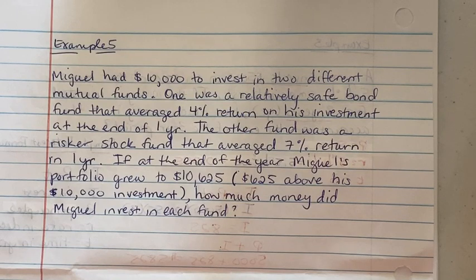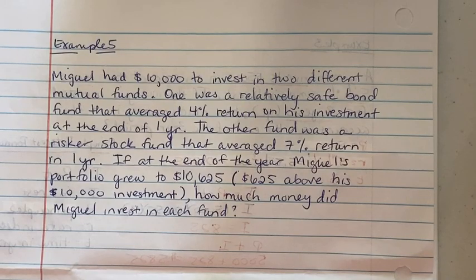Example 5 says, Miguel had $10,000 to invest in 2 different mutual funds. One was a relatively safe bond fund that averaged 4% return on his investment at the end of 1 year. The other fund was a riskier stock fund that averaged 7% interest return in 1 year. If at the end of the year, Miguel's portfolio grew to $10,625, which means $625 above his $10,000 investment, how much money did Miguel invest in each fund?